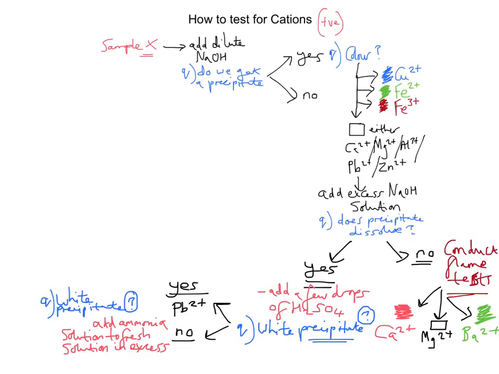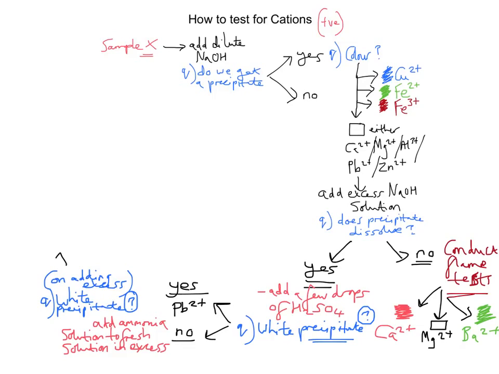Now, the answer should be yes, we would do. If we add ammonia solution to fresh solution in excess, we should get a white precipitate at that particular point. But that's not what's going to help us identify the ion in this unknown sample. What we need to do is look at whether it dissolves on adding large excess. So if we keep adding lots of this ammonia solution, does this white precipitate dissolve? So, white precipitate on adding excess.